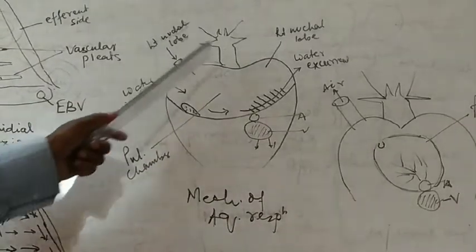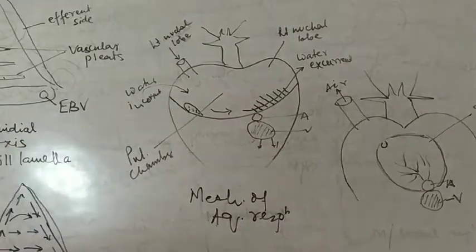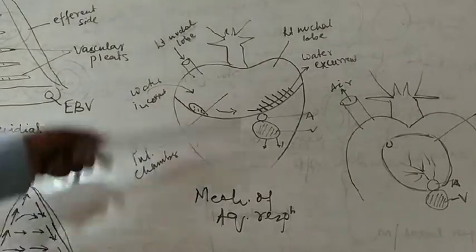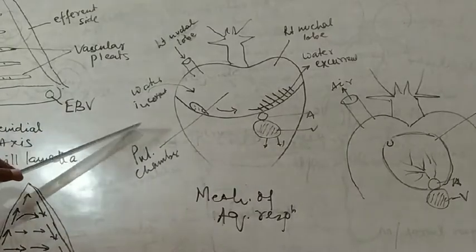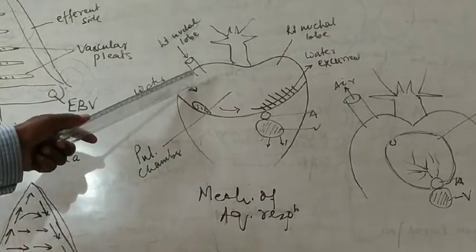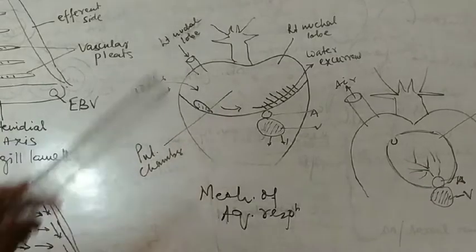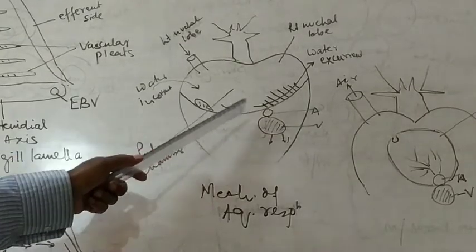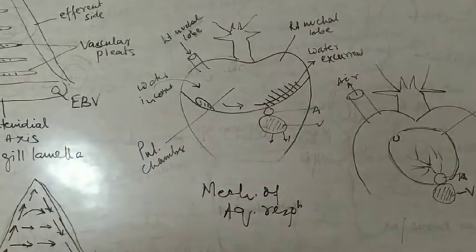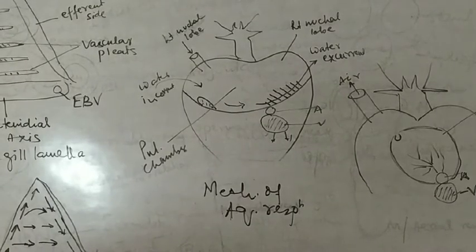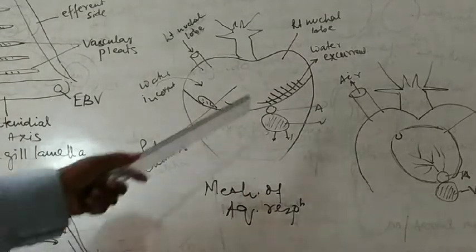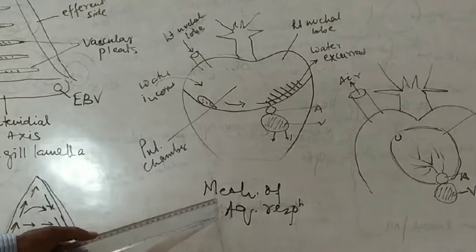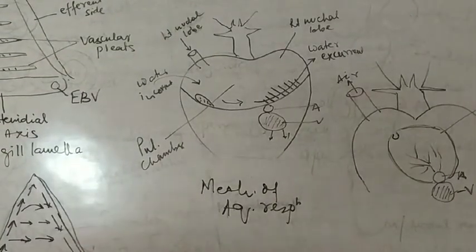Here you see that both nuchal lobes take part in that respiration, for taking in the current water and passing out the excurrent water. Here it is written in-current water; water is entering into the pulmonary chamber. And at that time the ctenidium is fully bathed. And as it is vascularized in nature, automatically exchange of oxygen and CO2 takes place. So CO2 is expelled out through excurrent water. Understand? So this is the mechanism of aquatic respiration.